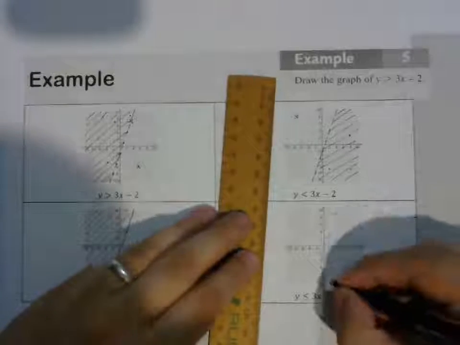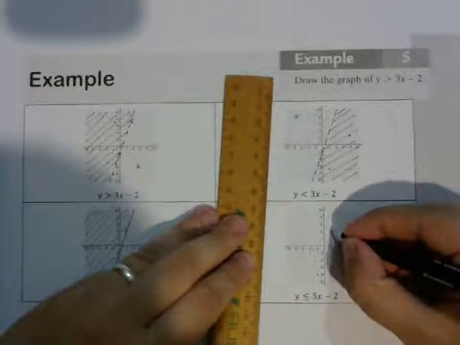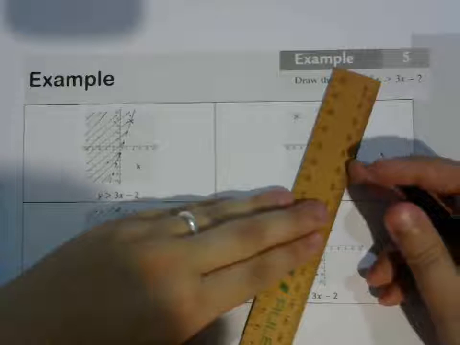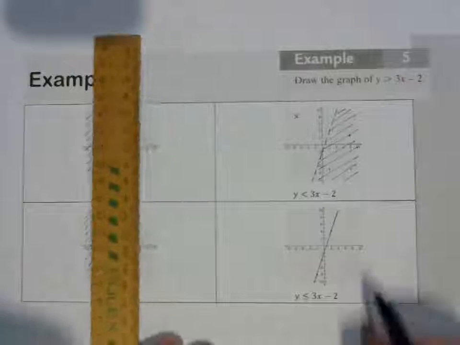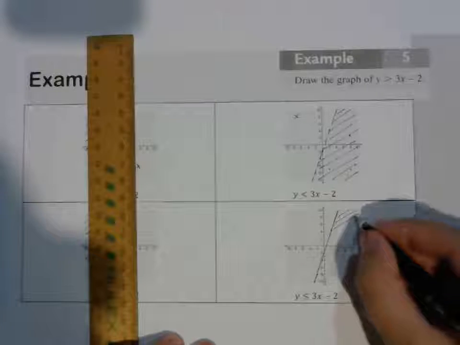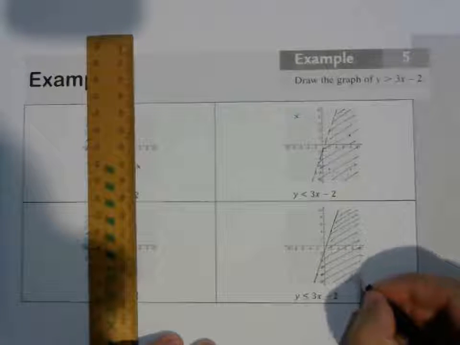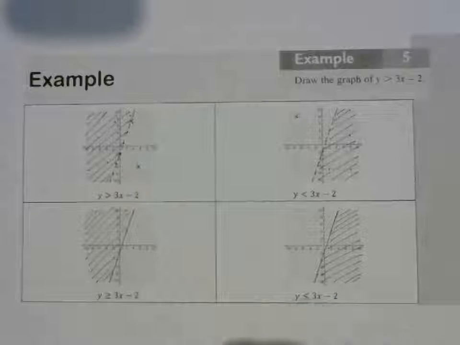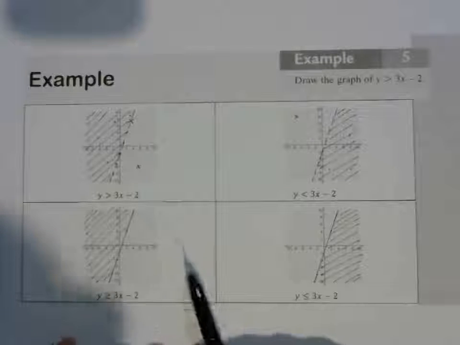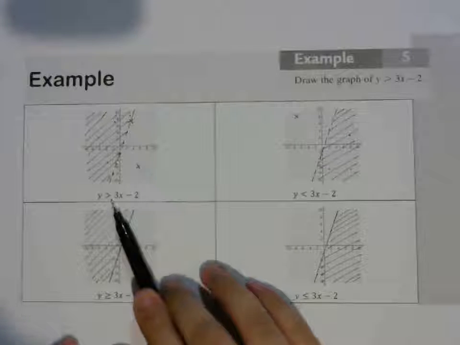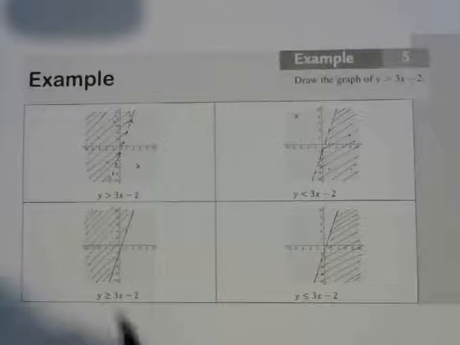Same deal with y is less than or equal to 3x minus 2. Solid line. But as we know, it has to be the area underneath the function. So I'm going to shade the area below the function. So there we are. That is how you can graph any of the linear inequalities using the methods we've discussed before.